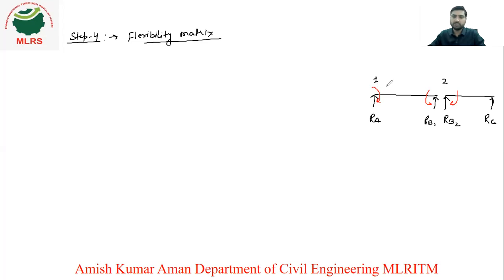This is of 1 kilonewton meter. This is also 1 kilonewton meter. So at this point, because B is a joint, if we are applying the moment here, it will affect BA as well as BC. So for BA, this is the moment, and for BC, this is the moment, right?